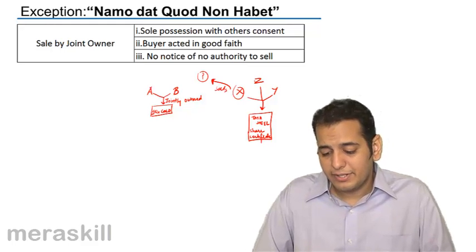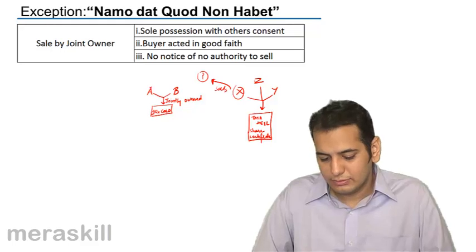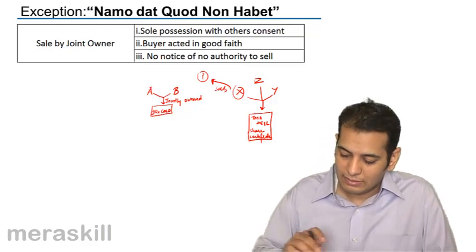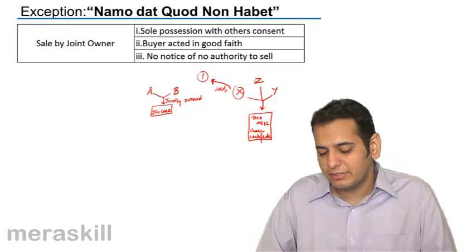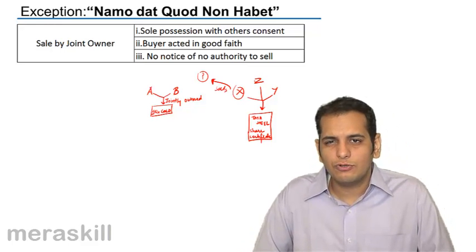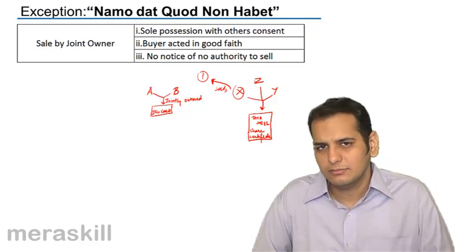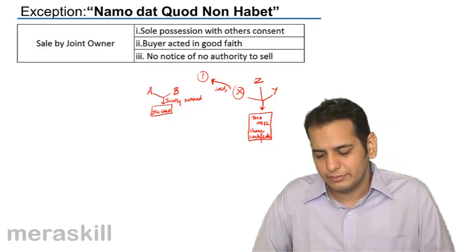Second, buyer has acted in good faith. And third, no notice of no authority to sell. Z and Y should not have given X any notice of no authority to sell. That means X should have the authority to sell. Okay.